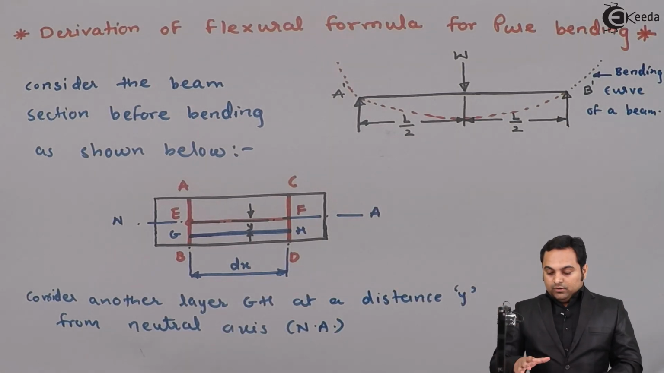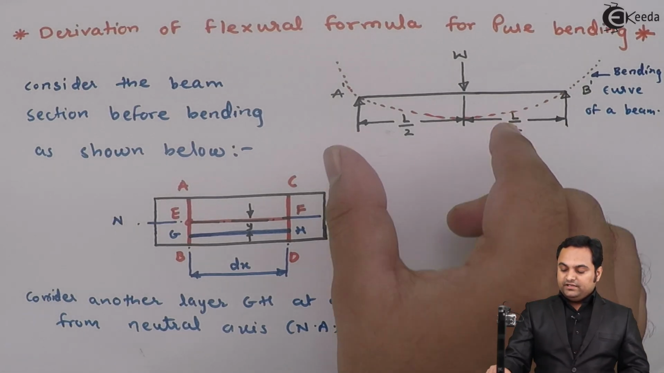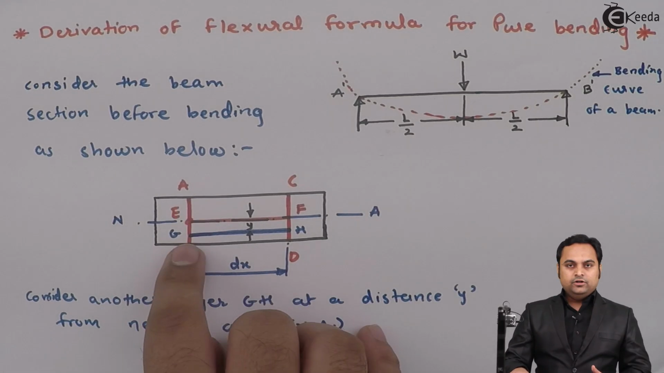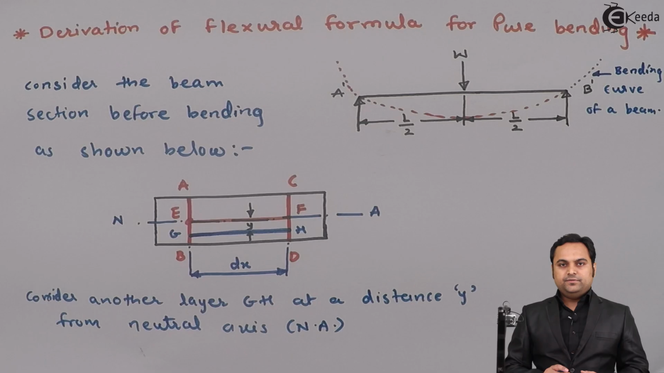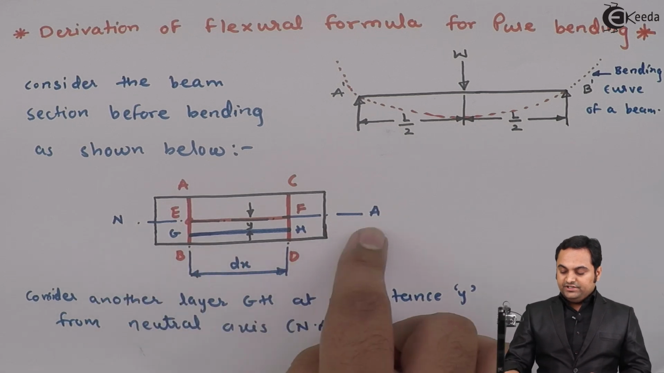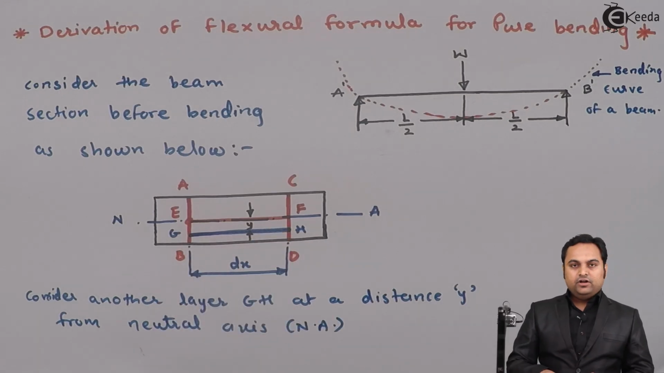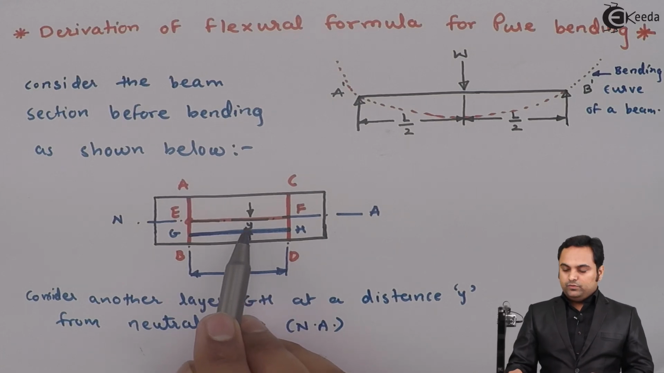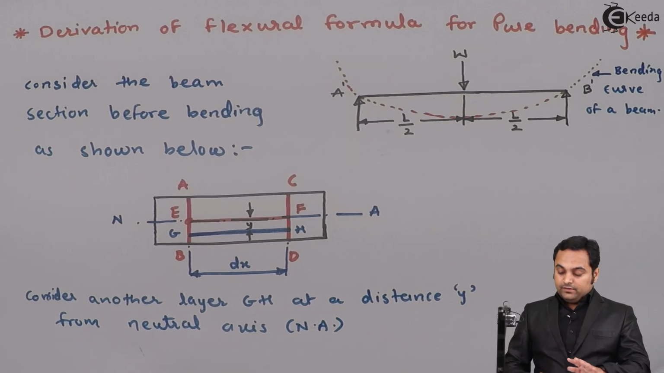What I have done up till here is that I have considered the bending of a beam and then taken a section of the beam which is before bending, and in that I have taken two vertical sections, that is AB and CD. Between them the length of the beam is dx, and I have taken the center of the beam which indicates the neutral axis, and on that I have taken the layer called layer EF, also called the neutral layer. Next, from this EF at a distance small y, I have taken another layer which is called GH. Now this was considering before bending.